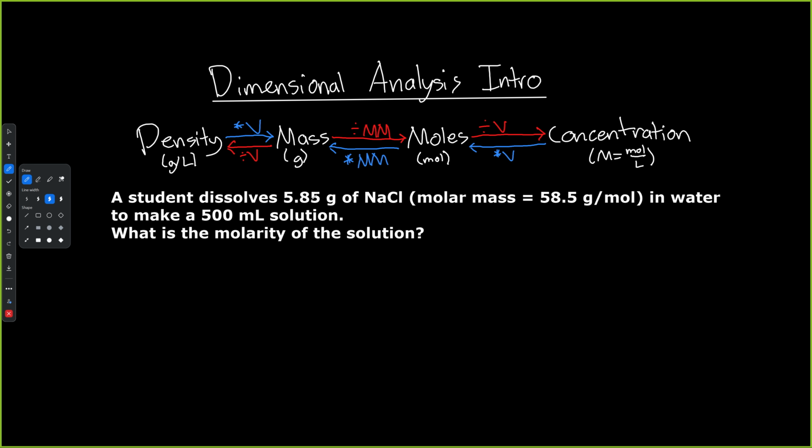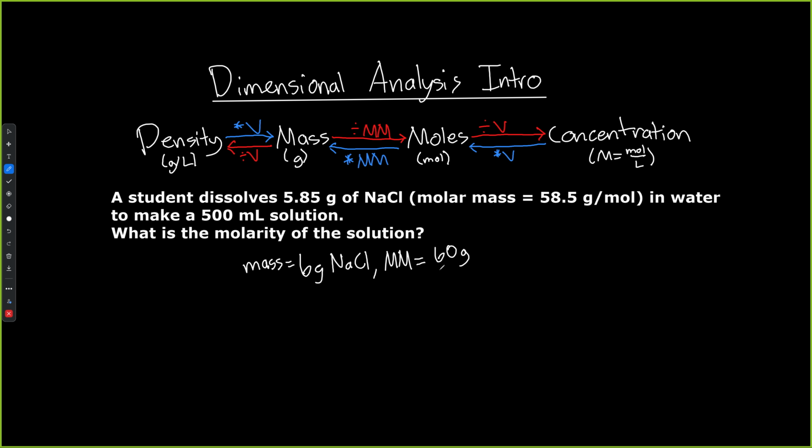I'm just going to write out the variables that you were given. A student dissolves a mass of 5.85 grams of NaCl. I'm going to round that to 6. That's a really small rounding error, so I feel comfortable doing that. So we essentially have a mass of 6 grams of NaCl, which has a molar mass of 58, I'm going to round that up to 60 as well, 60 grams in every 1 mole.